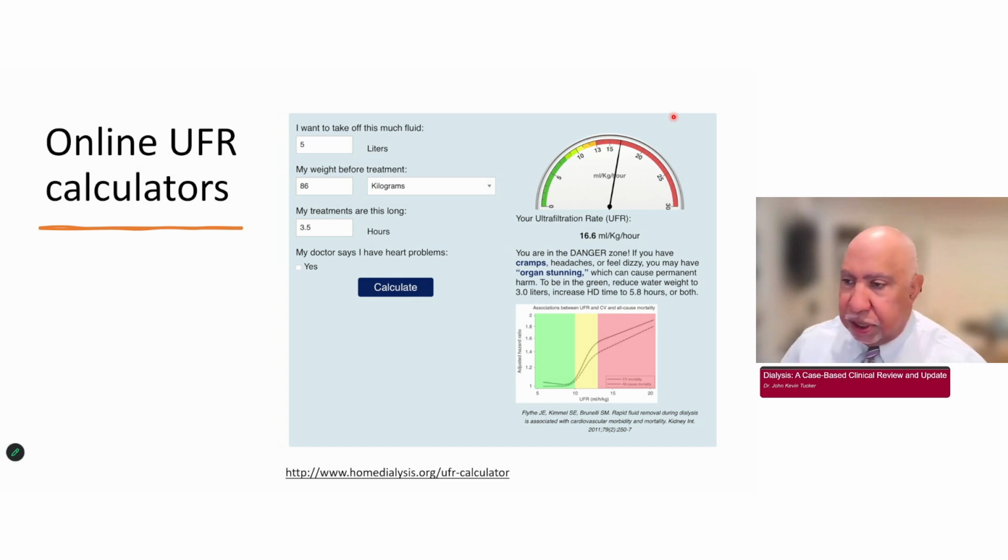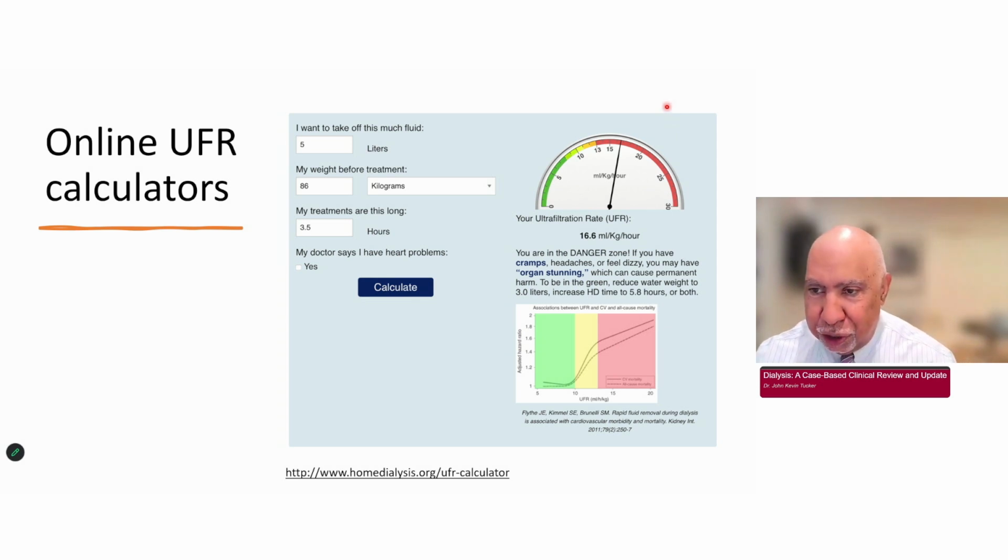I sometimes use this online UFR calculator and show patients because it has a nice graphic that shows if they're in the red zone here, that may be in the danger zone. If you have cramps, headaches, or feel dizzy, you may have organ stenting, which can cause permanent harm. To be in the green, reduce water weight to 3 liters, increase hemodialysis time, or both. So this can be a nice graphic way of illustrating to patients why we may be concerned about the ultrafiltration rate.